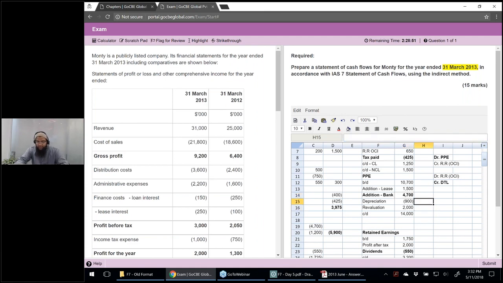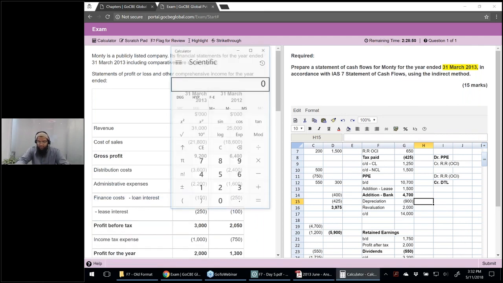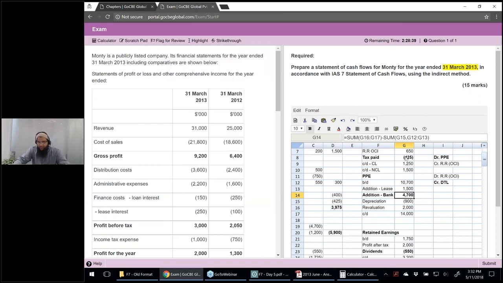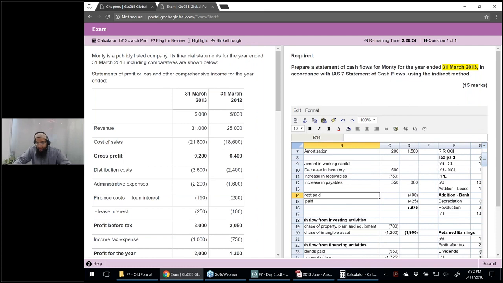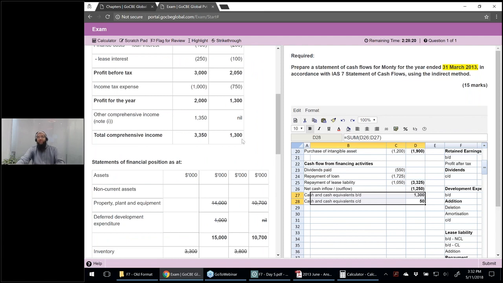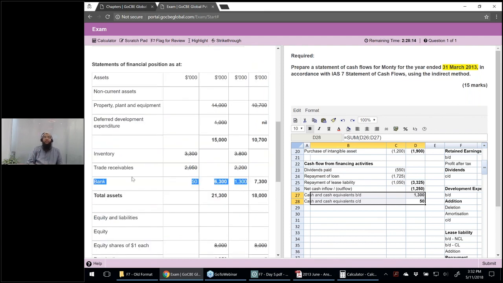So let's use a calculator. 14,000 minus 2000 plus 900 minus 1500 minus 10,700 is going to be 700, right? This is going to be this minus the sum of these two. So if we correct that value right now, our cash flow statement has been balanced. So the mistake was actually that the depreciation was written as negative. So we have balanced the cash flow statement.